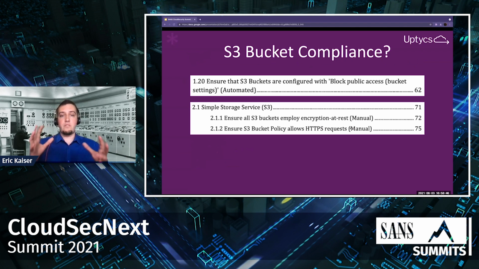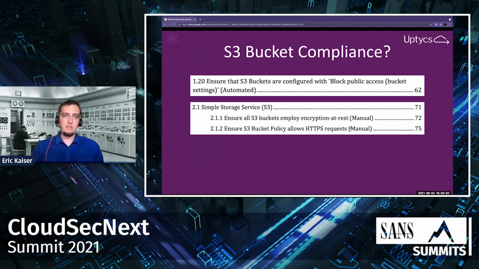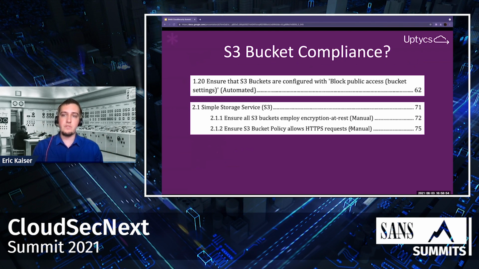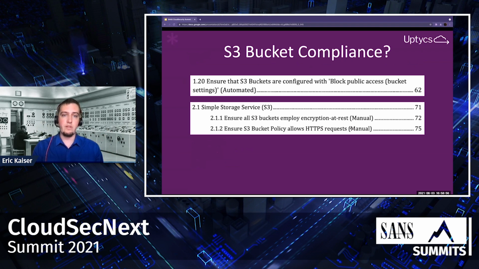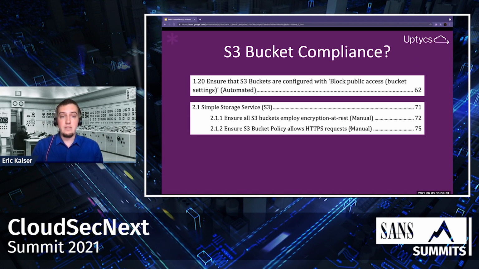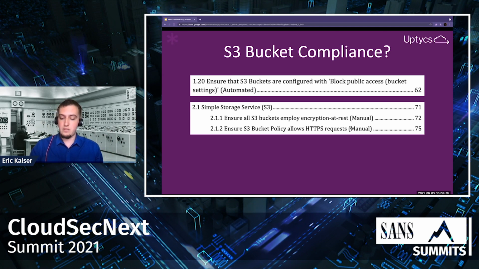Let's take a look at some examples, right? Because this is all a very sort of hypothetical pie in the sky. So let's talk about AWS S3 Bucket Compliance. This is from the CIS Amazon Benchmark 1.3.0. Ensure that S3 buckets are configured with block public access and ensure that all S3 buckets employ encryption at rest.